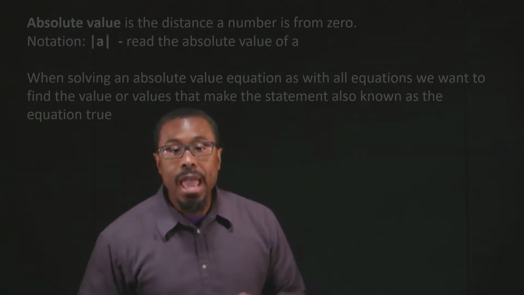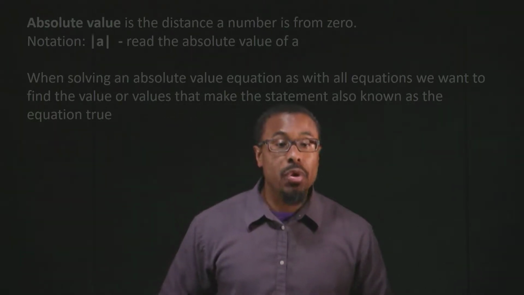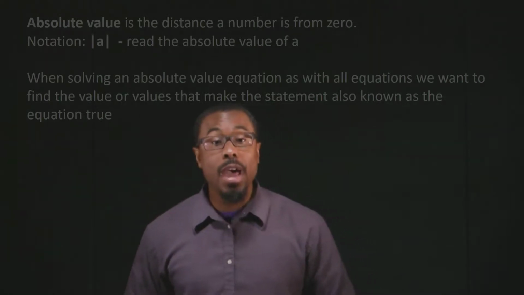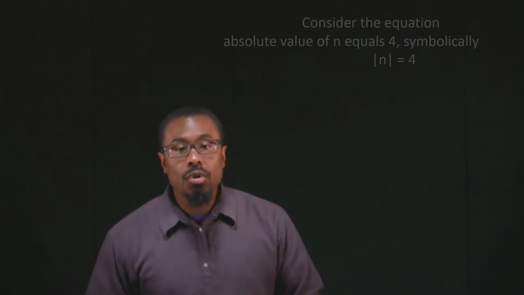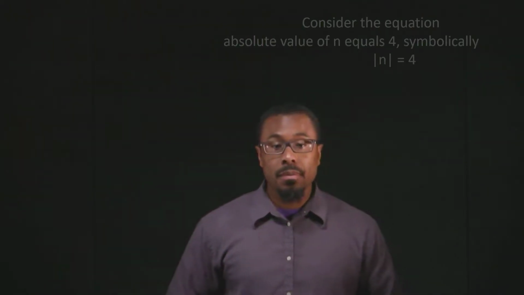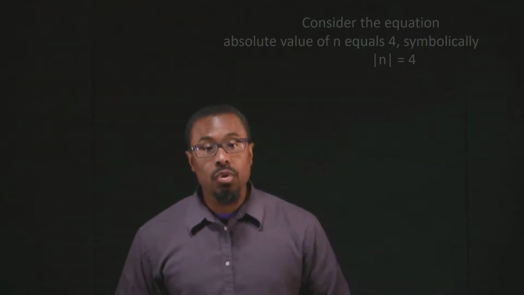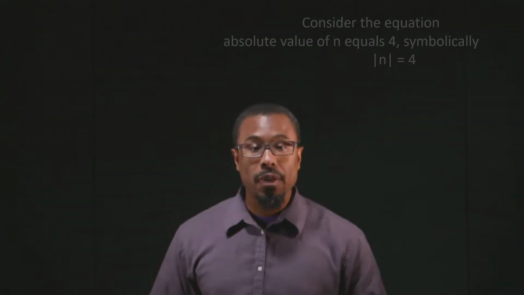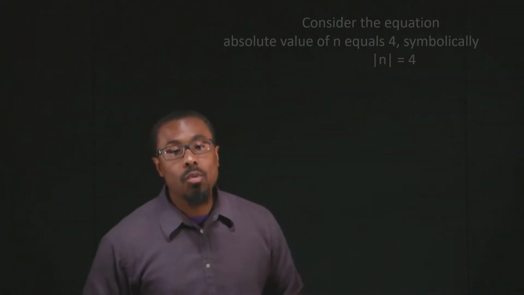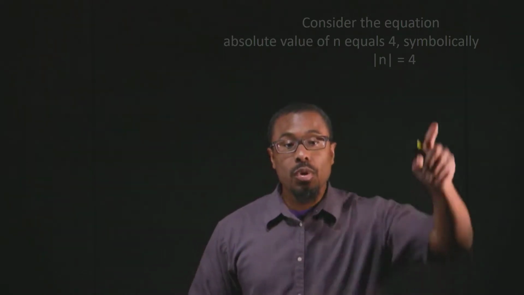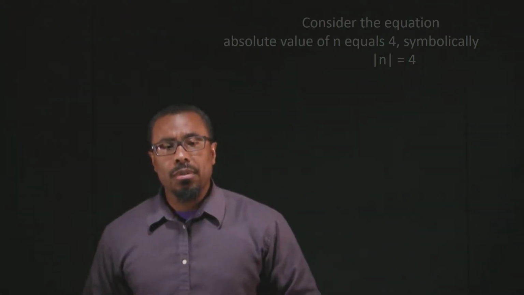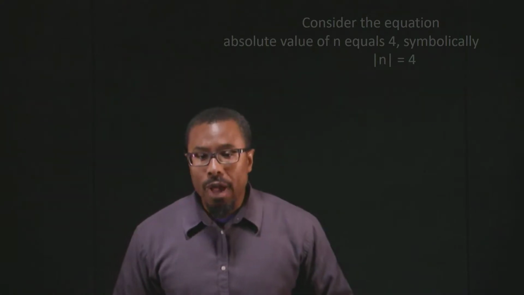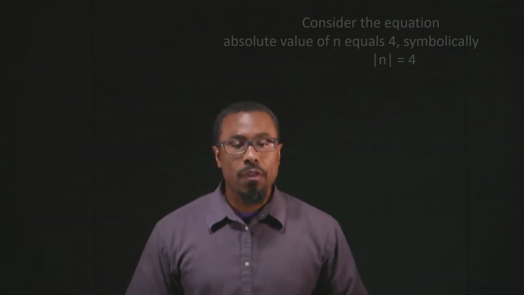So when solving an absolute value equation, as with any other equation, what we want to do is to find the value or values that make the equation true. Now, let's consider the equation, the absolute value of n equals 4. Symbolically we write |n| = 4. That means, what values are 4 units away from 0?